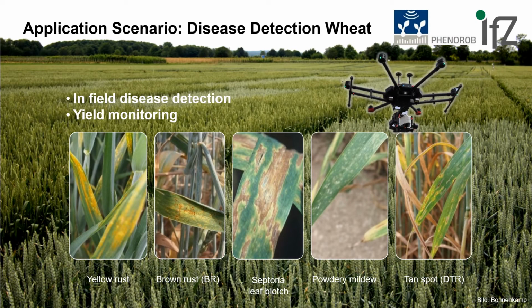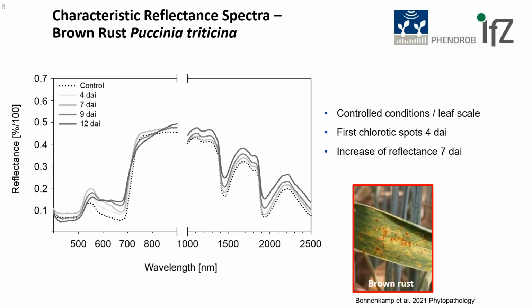How can we transfer this theoretical background now into a relevant application? We start with an application scenario of diseases in wheat. The final aim is an in-field disease detection as well as a yield monitoring. But today we focus on the detection of different diseases, and I brought you some examples for the detection of brown rust and yellow rust based on hyperspectral data. On this slide, characteristic spectral curves of brown rust caused by Puccinia triticina on wheat leaves are visualized.